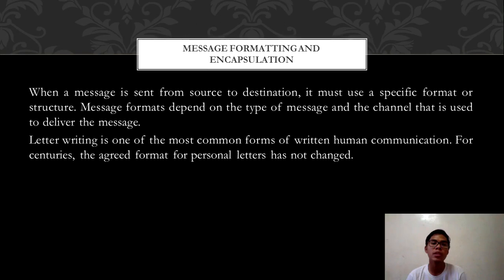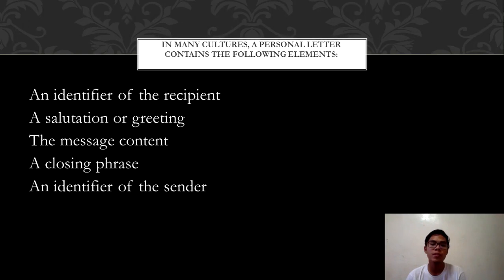Message formatting and encapsulation. When a message is sent from a source to a destination, it must use a specific format or structure. Message formats depend on the type of message and the channel that is used to deliver the message. Letter writing has been one of the most common forms of written human communication for centuries. The agreed format for personal letters has not changed. In many cultures, a personal message contains the following elements: an identifier of the recipient, a salutation or greeting, the message content, a closing phrase, and an identifier of the sender.